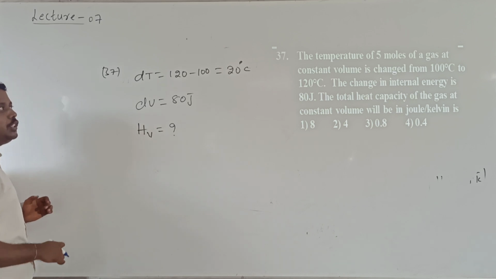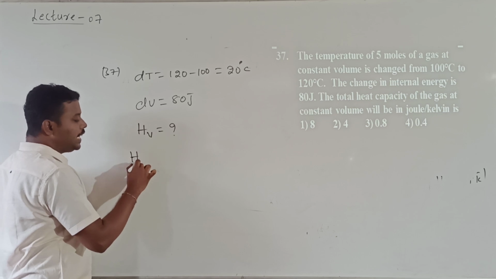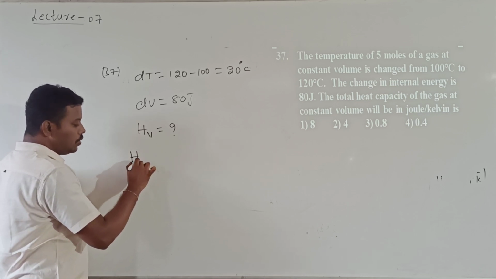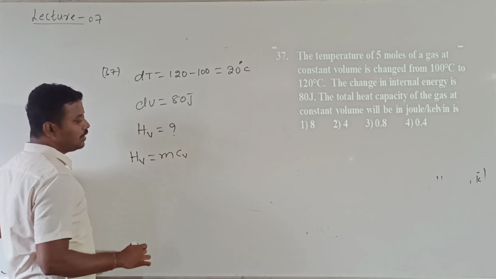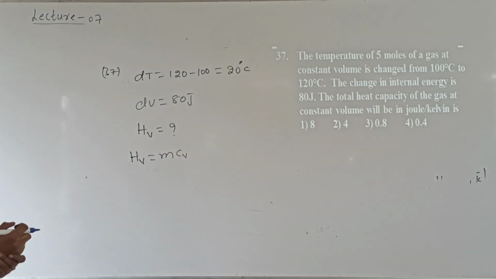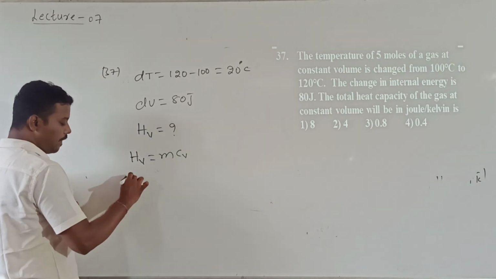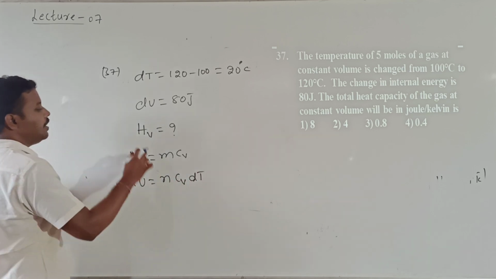Hv is the heat capacity at constant volume. So what is the relation between heat capacity and specific heat capacity? Heat capacity is given by mass into specific heat capacity. Correct? Hv. Now they are asking us to calculate this H value. Temperature of 5 moles of gas at constant volume changing from 100 degrees to 120 degrees, and the change in the internal energy is given. So what is the formula for dU? dU is equal to n into Cv into dT.